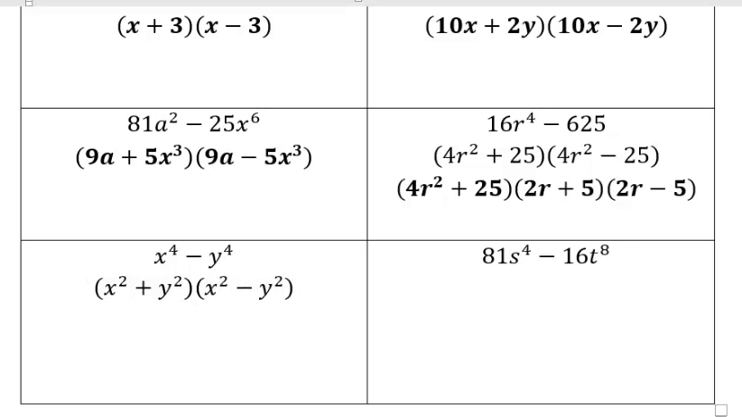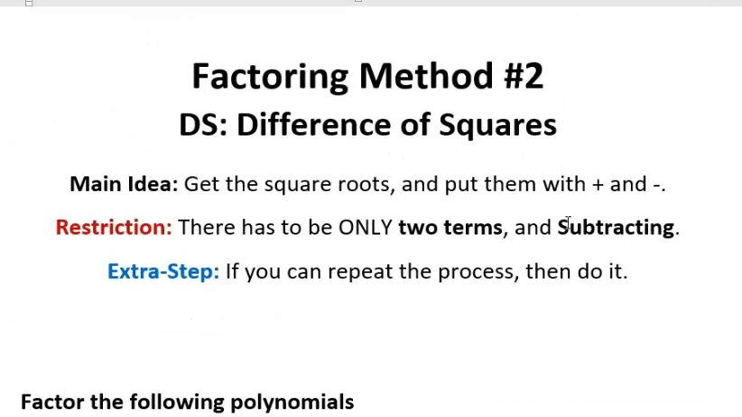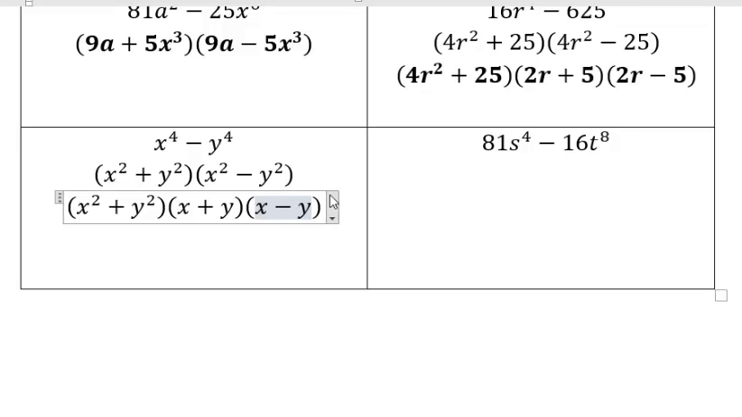So I'm going to copy another step where I put the first parenthesis, because I cannot do the process with it since it has a plus. Remember, you cannot do the process if you have a plus. They need to be subtracting. So I copy that and then I put 2 parentheses. In those 2 parentheses, I'm going to put the square roots of the other part: square root of x squared and square root of y squared, which will be x plus y and x minus y. And that's it.